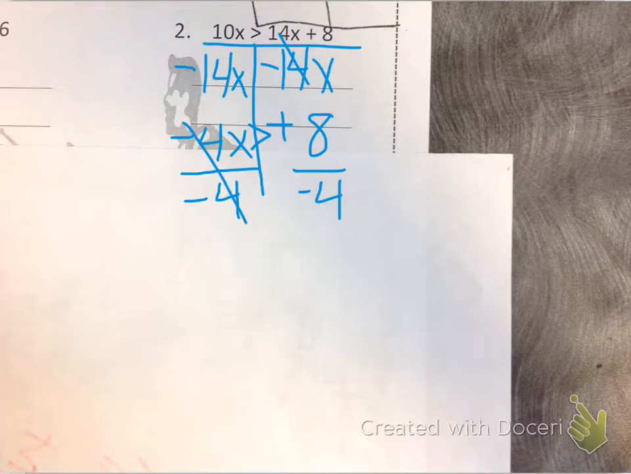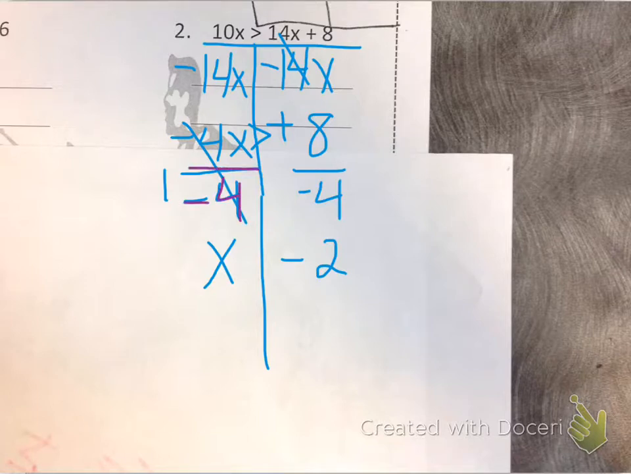Negative 4 divided by negative 4 is 1. So we have x left over. And on this side, we have 8 divided by negative 4. So we get negative 2. Now, what we need to see is that we divided by a negative 4 on both sides. So our rule is to flip the inequality. And that is what we carry down from here.